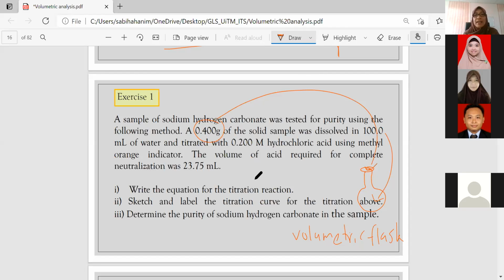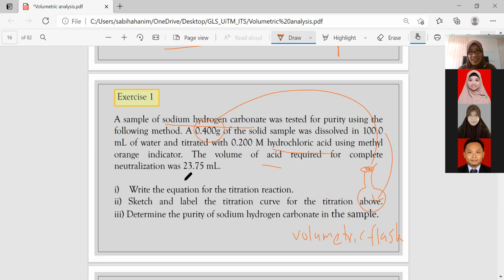So which one is the titrant? Actually we already have the sodium hydrogen carbonate, and we also have the acid. The acid is hydrochloric acid. So, sodium hydrogen carbonate and hydrochloric acid. Which one is the analyte? Anyone? No one to answer? Try to answer.